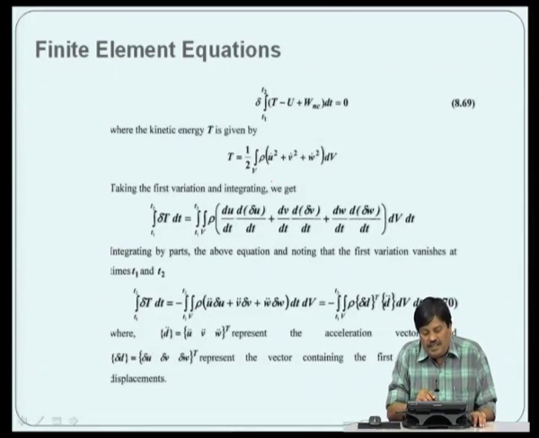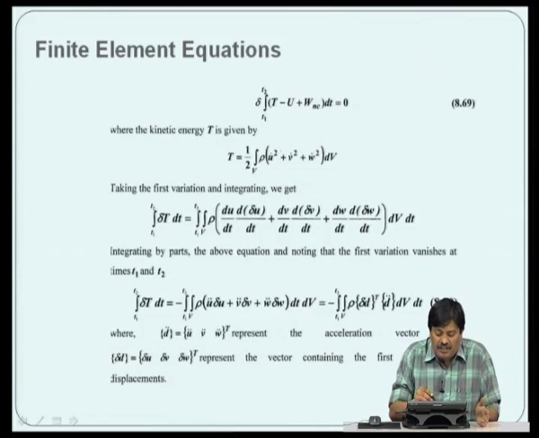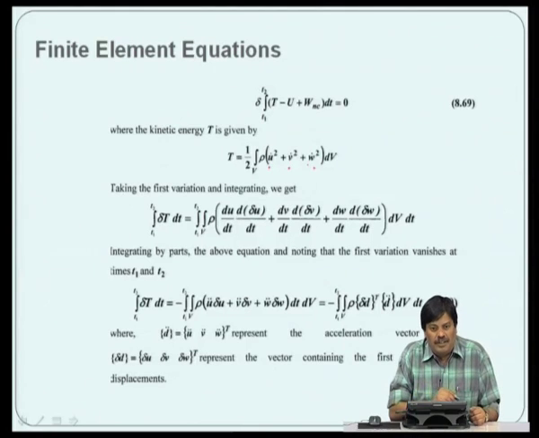Let us take the kinetic energy for a 3-dimensional system. Kinetic energy is nothing but the integral over the volume of the mass times velocity, and the velocity has three components, that is u, v, w in the 3 coordinate directions. So, we have u dot, v dot and w dot here. So, now we take this, and you know that the variational operator operates like a differential operator. So, we take the variation in the 3 respective directions and then integrate by parts.